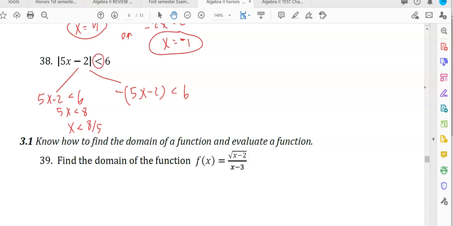Do you remember that? This is a great or. So this is an or statement between these two. So we get -5x plus 2 less than 6. So -5x less than 4. So x greater than -4/5. So this is a union.